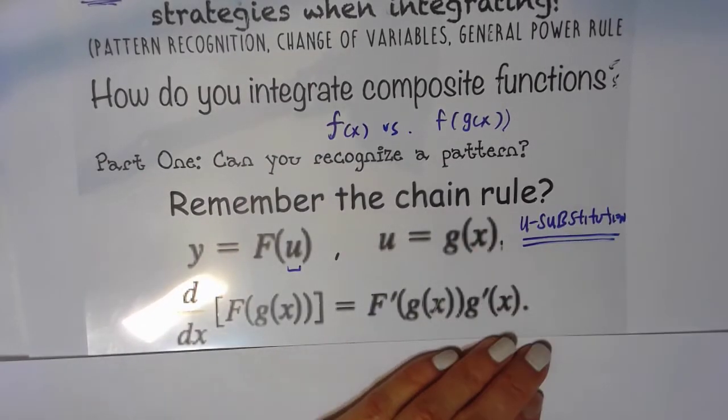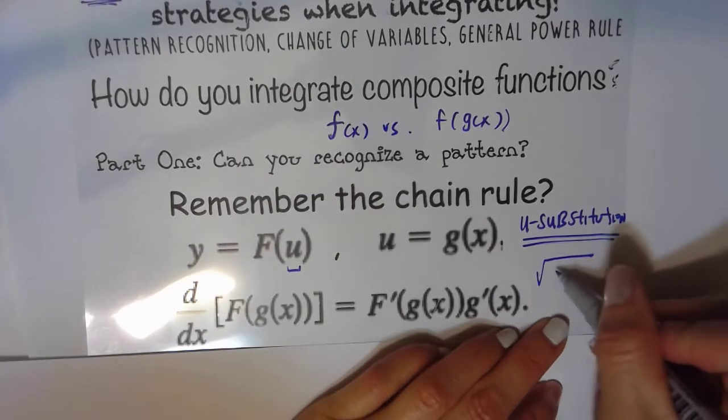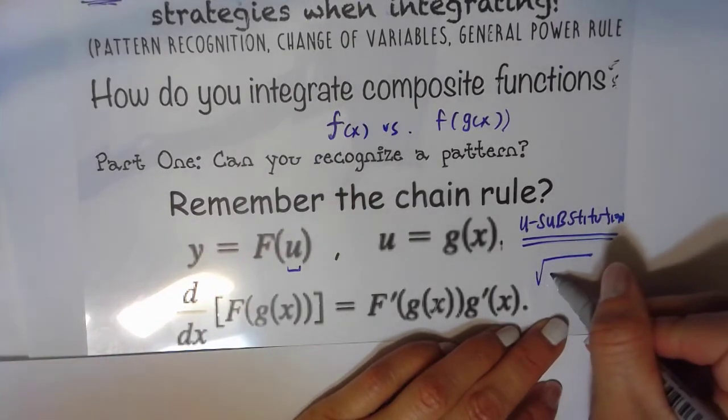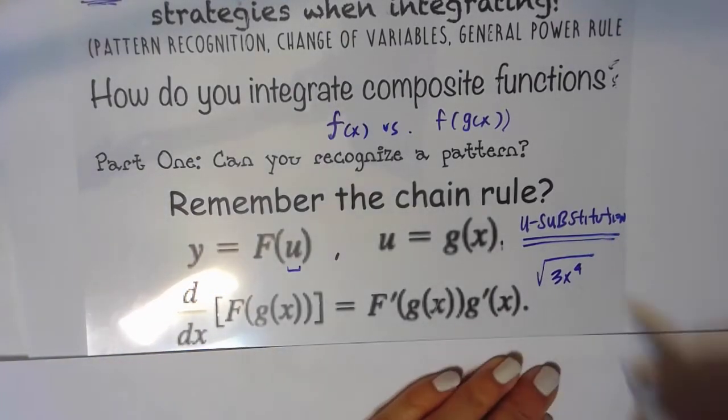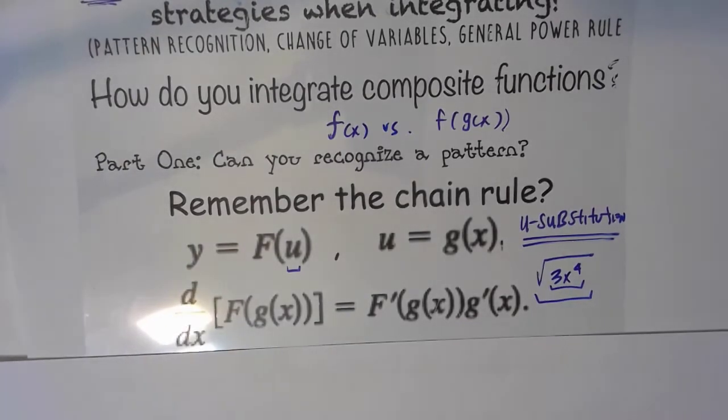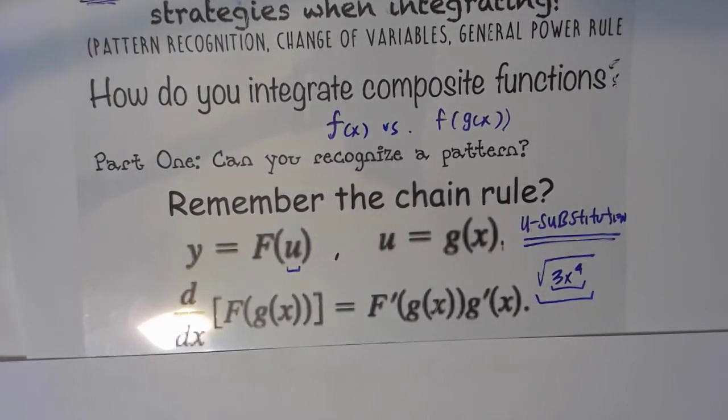So this is going over the derivative stuff. Remember, it was something like this. We have a square root of, maybe, 3x to the 4th. This is g of x, this is f of x. So there are two layers, a composite function.